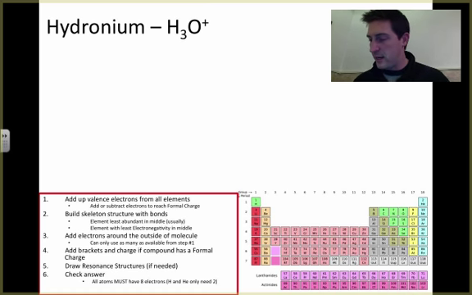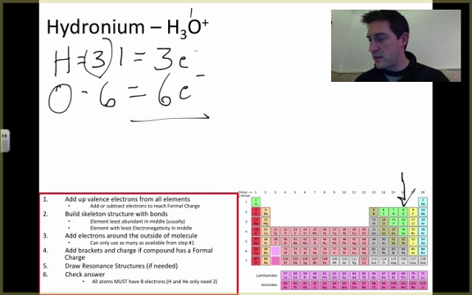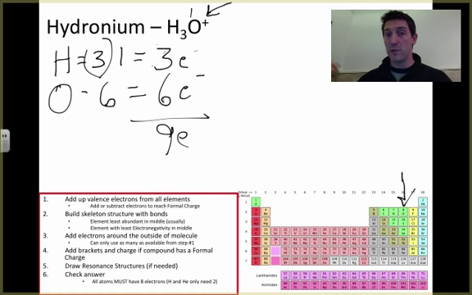I add them up. I've got hydrogen. I've got 3 of those hydrogens, and I know that hydrogen has 1 valence electron. 3 times 1 gives me 3 electrons. Got the oxygen. Oxygen is right over here, which means it has 6. So I'm going to move this 6 over here. 6, 7, 8, 9. I have 9 electrons, and this has an overall formal charge of a plus, which means one of the electrons, one of the negative particles, must have gone away.